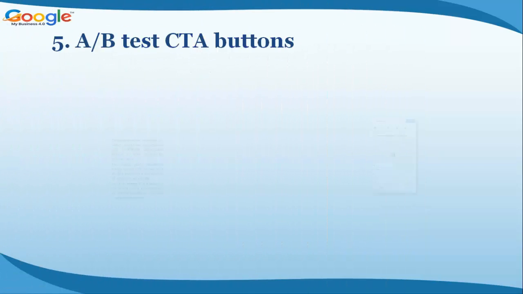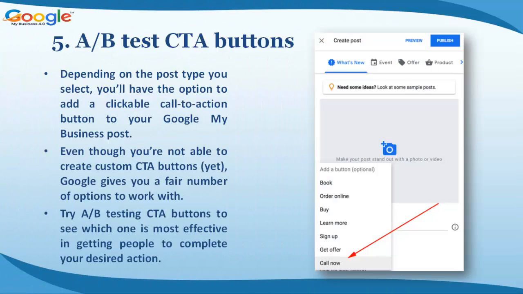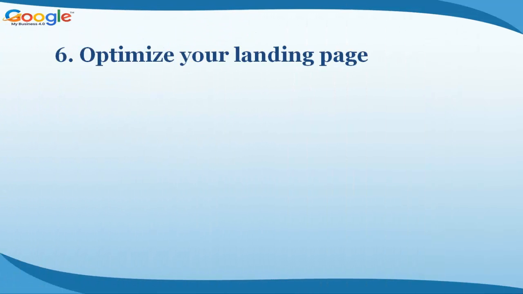5. A/B test CTA buttons. Depending on the post type you select, you'll have the option to add a clickable call to action button to your Google My Business post. Even though you're not able to create custom CTA buttons yet, Google gives you a fair number of options to work with. Try A/B testing CTA buttons to see which one is most effective in getting people to complete your desired action.